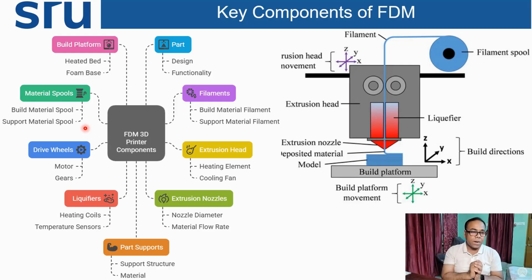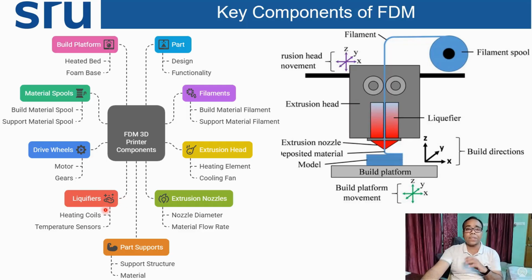So that is the advantage. Similarly, the drive wheels are required because, as we discussed earlier, our build platform can move in the x direction and y direction, and the print head can move in the z direction. For giving the x motion, y motion, z motion, we require a drive motor. That drive motor will rotate, and accordingly, as much length in the x, y and z direction as is required, that much drive it can give. Similarly, it can be motor based or gear based.